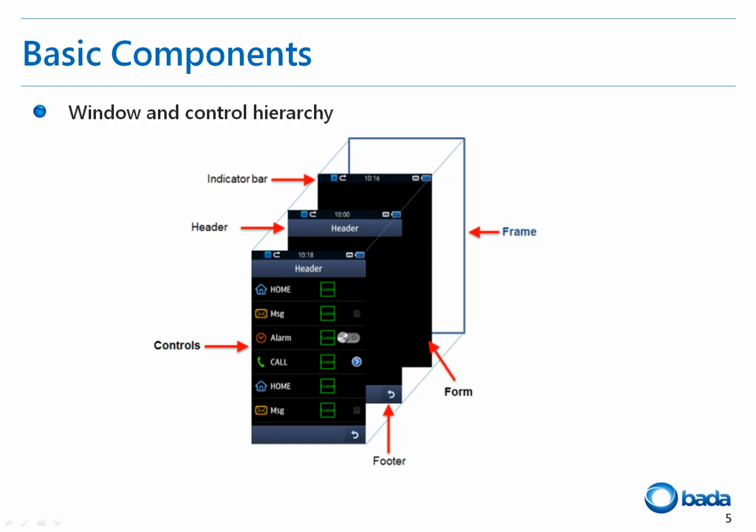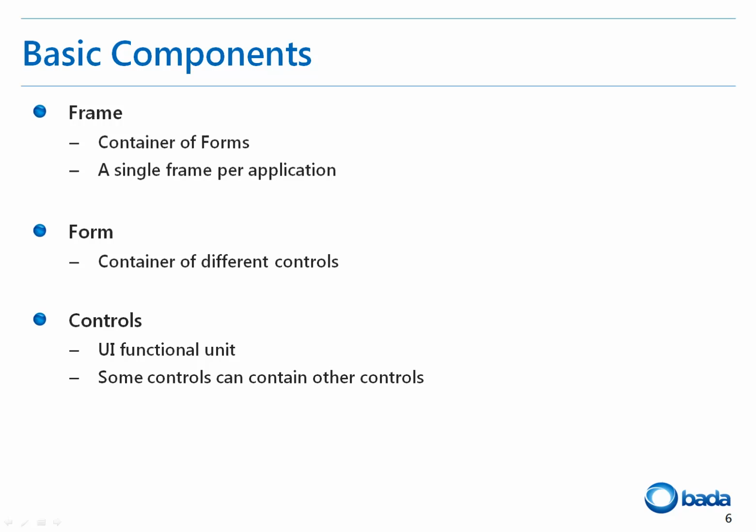A bada application has a top window called a frame. A frame is a window that's automatically generated for each application. The major role of a frame is to contain and show a form on the screen. A form has a title bar, and a header and footer are placed at the top and bottom, respectively. Other UI components are placed at the top of the form. We'll be taking a look at these elements one by one in this lecture.